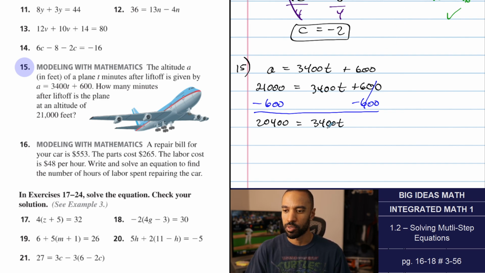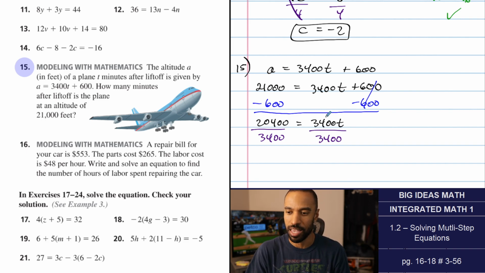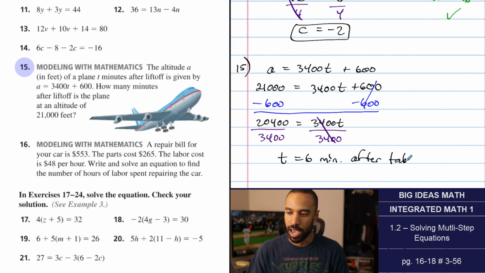And now we will divide both sides by 3,400. Now, I won't presume to actually know what 3,400 is. However, I'm going to wager a guess that it's an exact value, and if it is, it'll probably be 6. So let me do that in my head. 18,000 plus 2,400. So yes. So this will be 6. So t equals 6 minutes after takeoff. Will we be at this height?